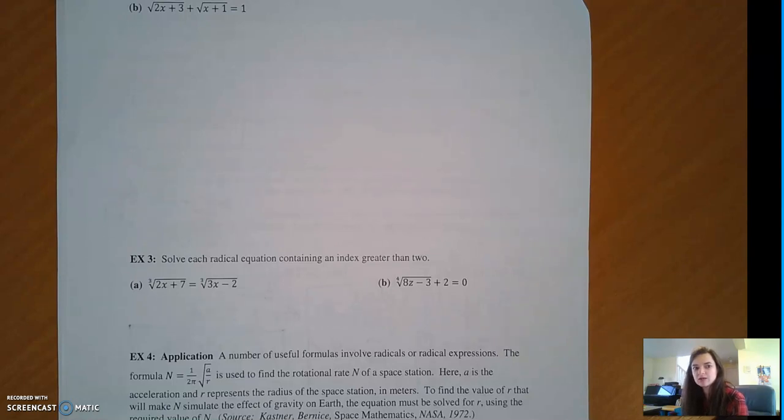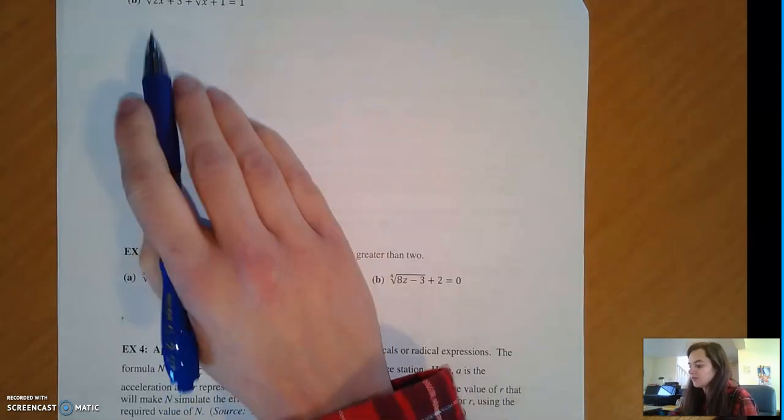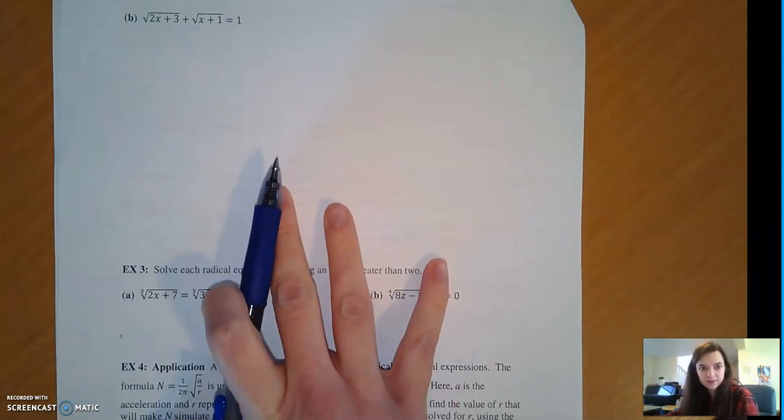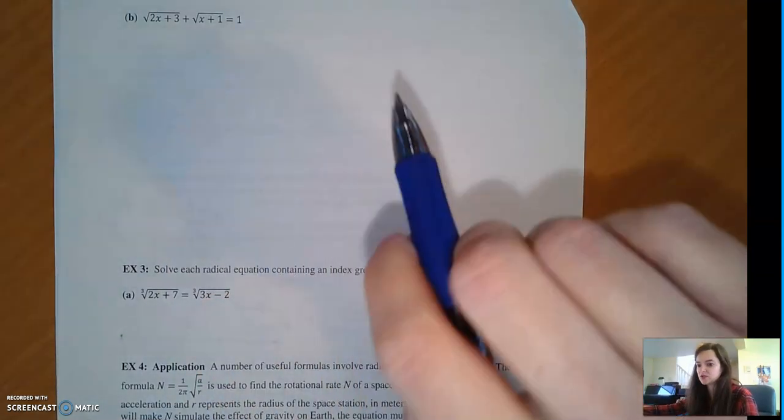So what I would recommend doing is just isolate one of your radicals so we can at least get that out of the square root. Okay? So I'm going to isolate the first one by subtracting the square root of x plus 1 on both sides, okay?